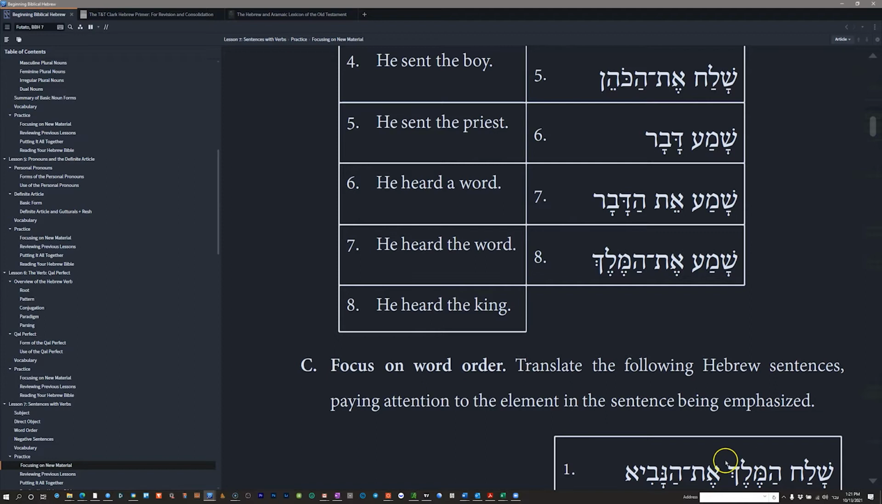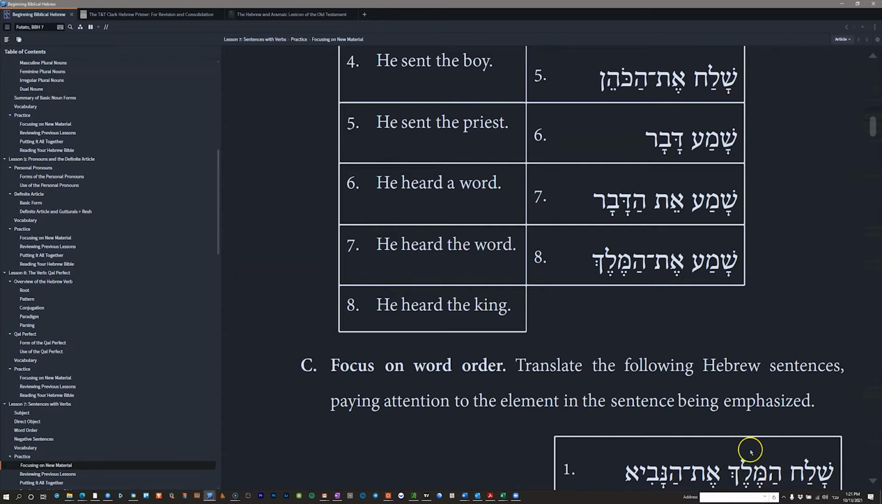But if it's going to be the subject, it has to agree with the verb in gender and number. The verb is masculine singular, so this noun, if it is the subject, has to be masculine singular as well. Sure enough, it is. So certainly, ha-melech is the subject of the verb here, so we're going to note that as well. We've got a masculine singular noun functioning as the subject, and we're going to translate it as the king.